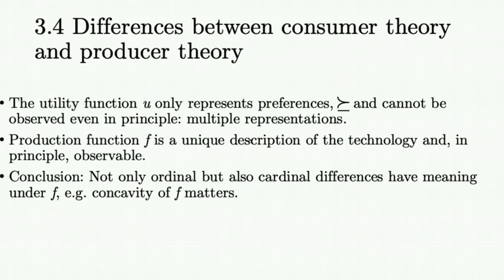If you look at the consumer theory in chapter 1, when we talk about utility function U, it only represents preferences, at least as good as. But usually the utility or satisfaction of an individual consumer, even in principle, even in reality, is very difficult to detect and quantify, because it can have multiple representations. I'll make you a simple example.